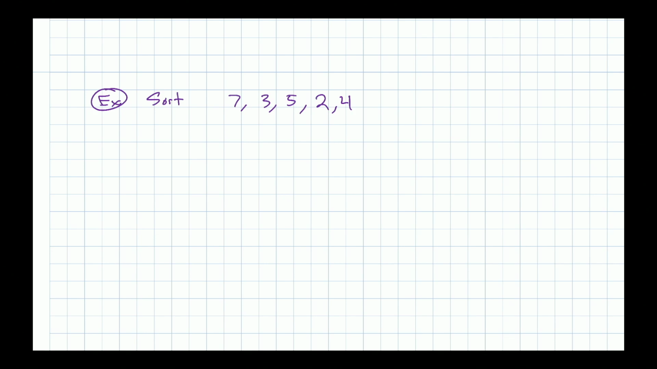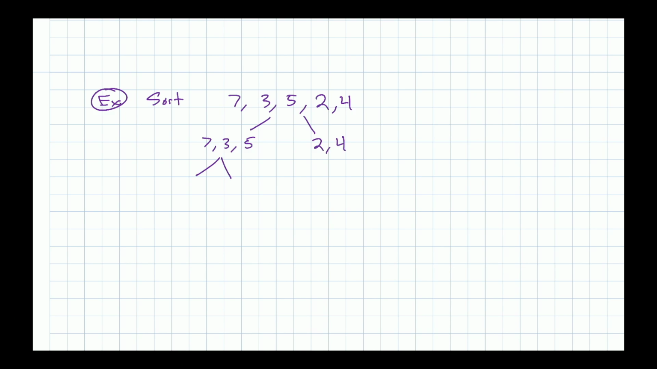So example. Let's just sort, I'm just making this up, 7, 3, 5, 2, 4. All right, so that's got 5 things in it, right? So when you have to sort this, we start out by splitting it in half, but it's 5. You can't split 5 things in half. So we're just going to take as close to half as you can, right? So we're going to take 3 and 2.